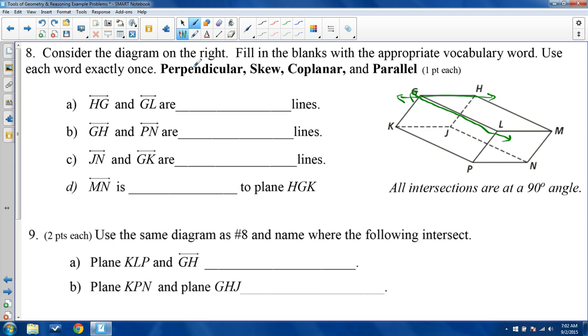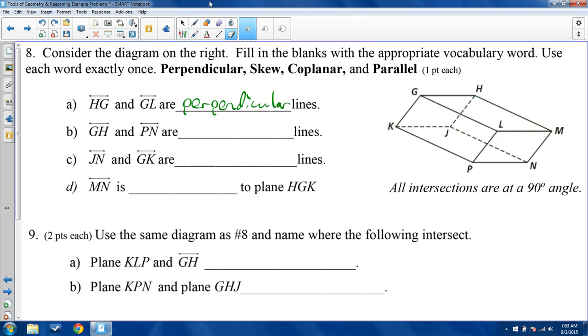These lines intersect, so they're definitely going to either have to be perpendicular or coplanar. Skew or parallel do not intersect. And these intersect at 90 degrees, as this below says. So these are perpendicular lines. Okay, that's the first one.